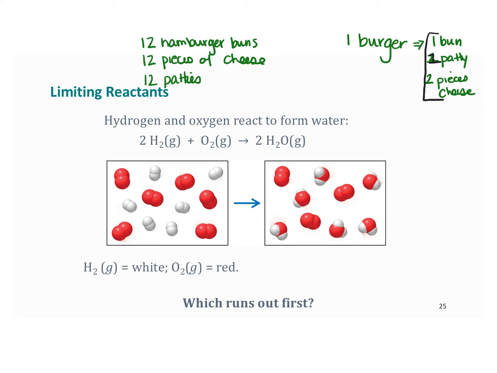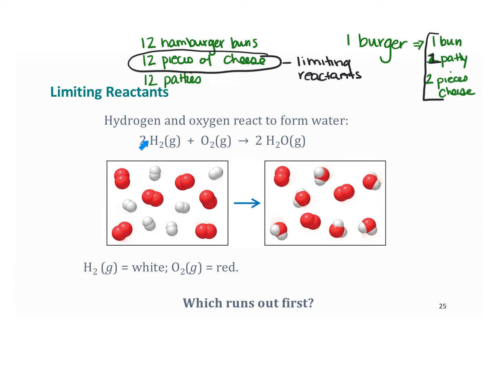as you make hamburgers, you're going to run out of your cheese first, right? Because for every 1 hamburger bun, you're using 2 pieces of cheese. This would be called your limiting reactant. It's the reactant that limits you. It's the one that means you can't make any more, okay? And just like in chemistry, we can have a limiting reactant.